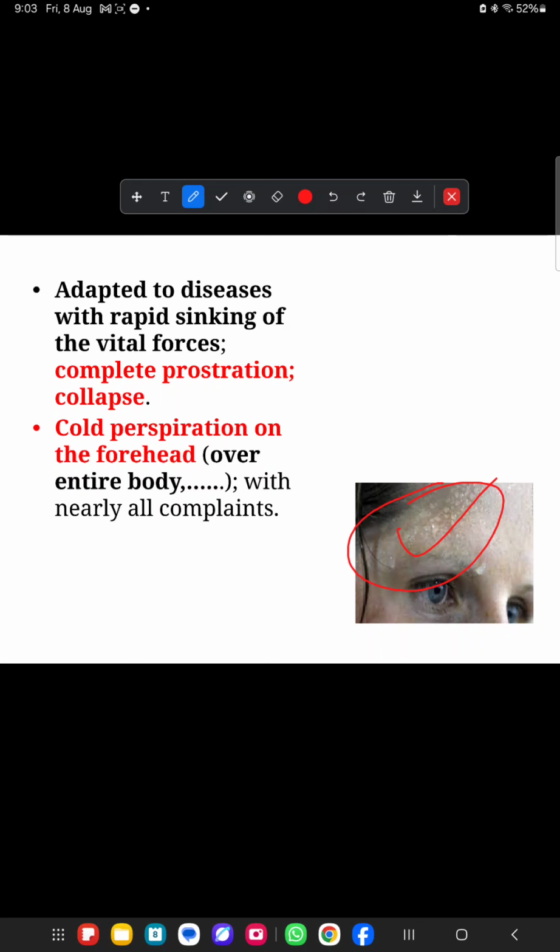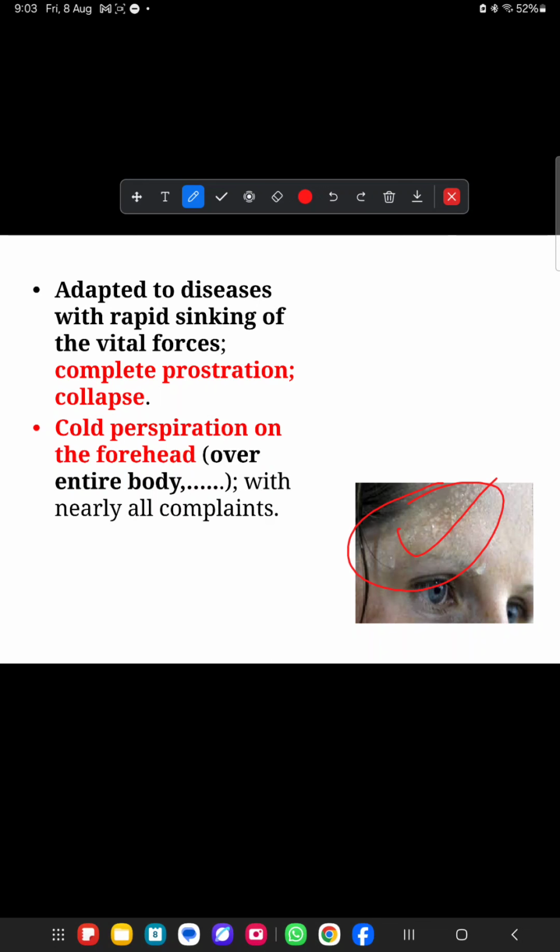There are medicines for cold sweat. Carbolic acid is there, camphor is there, Valeriana is there. But in Valeriana, you will find there will be a coldness over the vertex. And Sepia officinalis is also there.